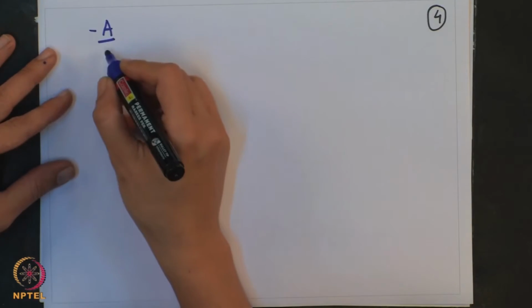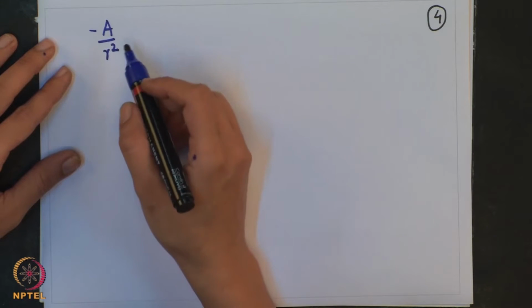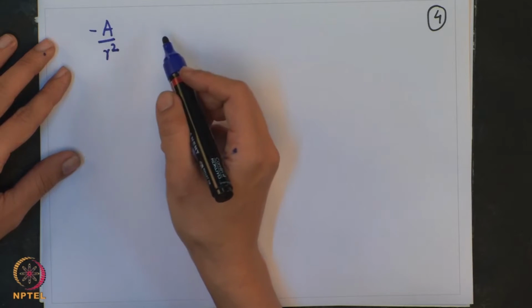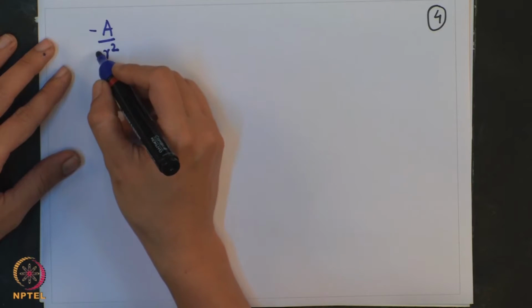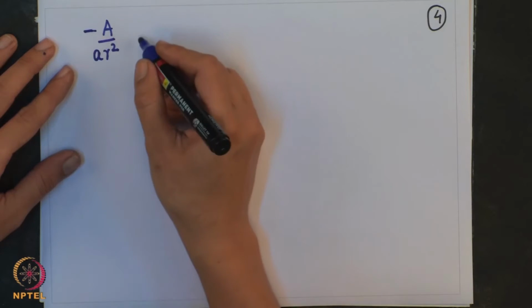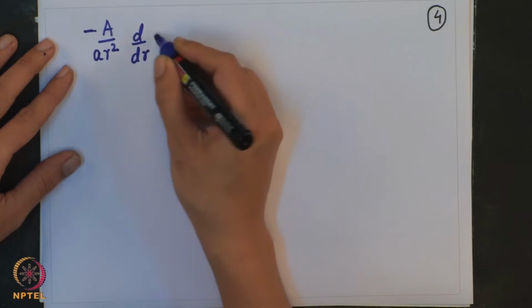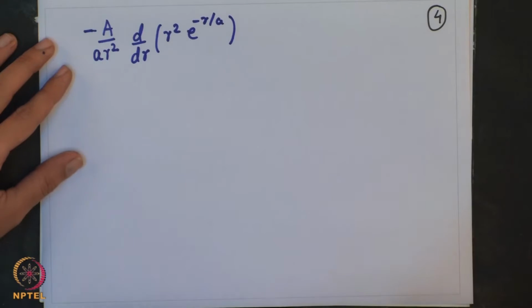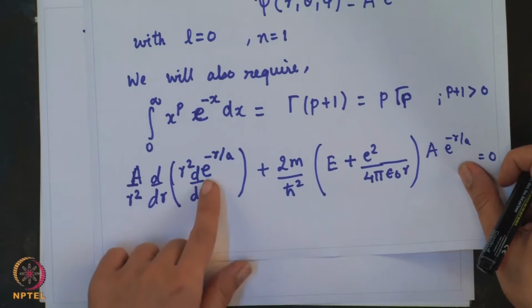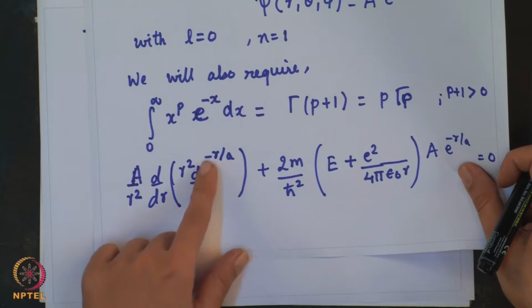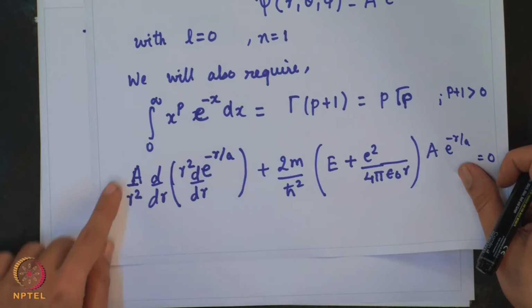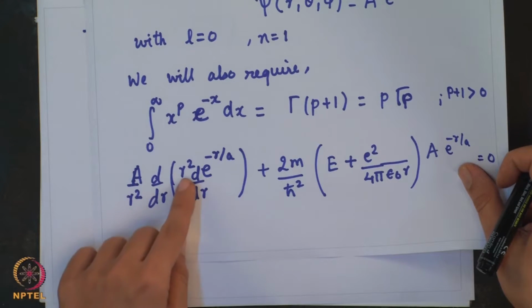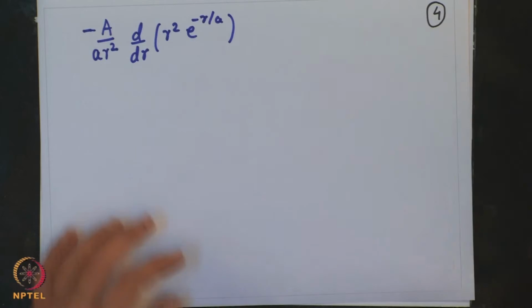So, let me write a upon r square, and derivative of e raised to minus r by a, I will have a term. So, I will have a minus sign, then I have d by dr. First term I have r square e raised to minus r by a. So, again this is a by r square, derivative of e raised to minus r by a will give me minus 1 by a. So, I write here minus 1 by a, and I have derivative with respect to r square and e raised to minus r by a.